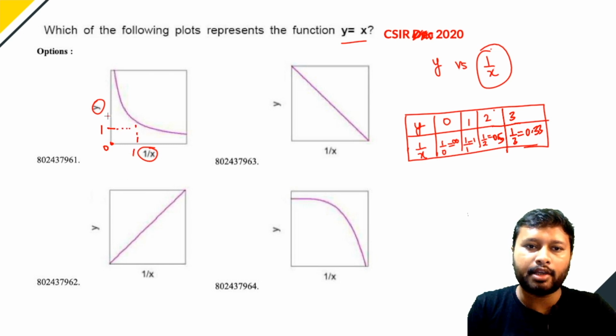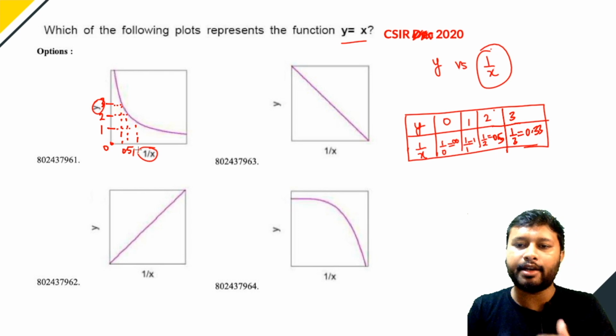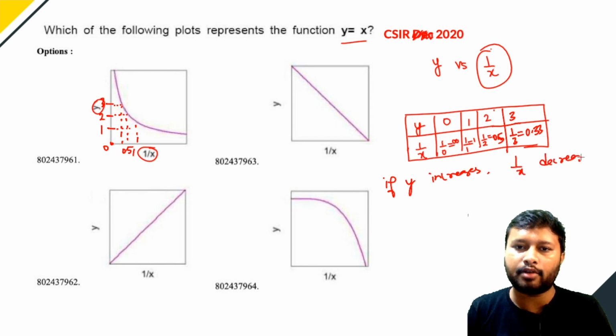Okay, when you are taking it at 2, in that case 1 by x is decreasing. See, it's coming to 1.5 or something. So that means when you are increasing y, your 1 by x is decreasing, right? That's what you can say. So if y increases, 1 by x decreases.